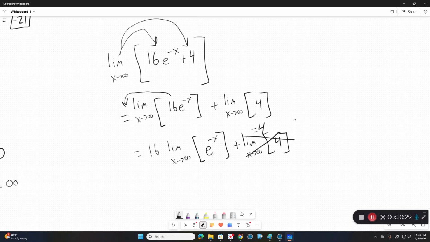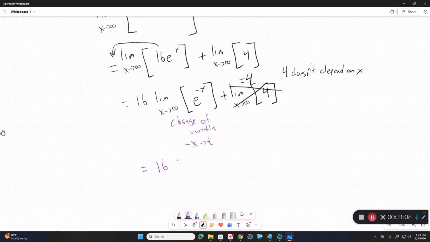Because, again, notice 4 doesn't depend on x. What about this one? X is going towards infinity, but this is e to the negative x. I want to do a real quick change of variable. And this is just one way. This is not the way that your book tries to associate this answer, but it is the way that I like to do it because I think it's a little bit faster. We're going to do a change of variables. I want to switch negative x to be positive t.